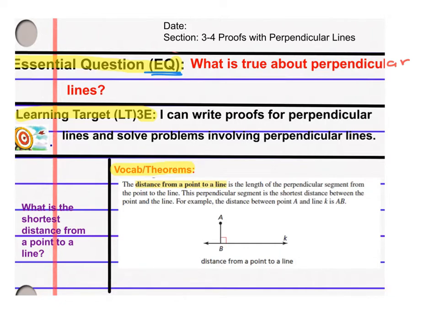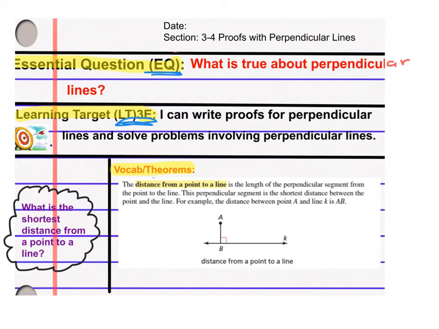Our learning target, we're on 3E: I can write proofs for perpendicular lines and solve problems involving perpendicular lines. Then this is going to be a big question that you need to be able to answer that we're going to work on. What is the shortest distance from a point to a line? So basically, what is the shortest distance from a point to a line?